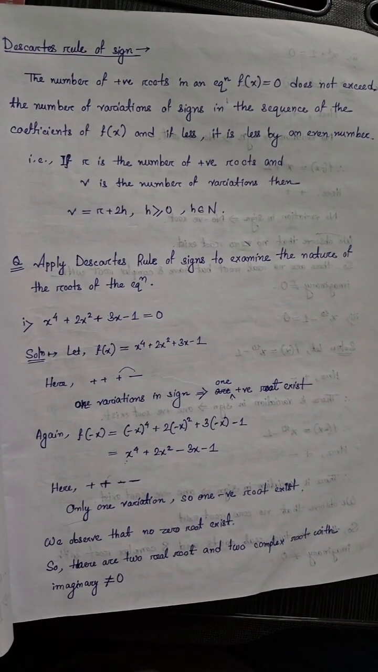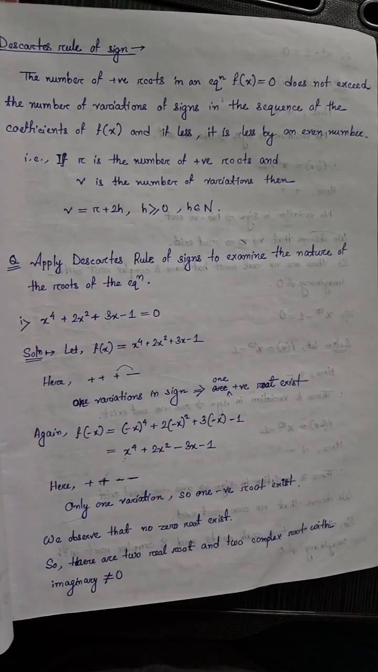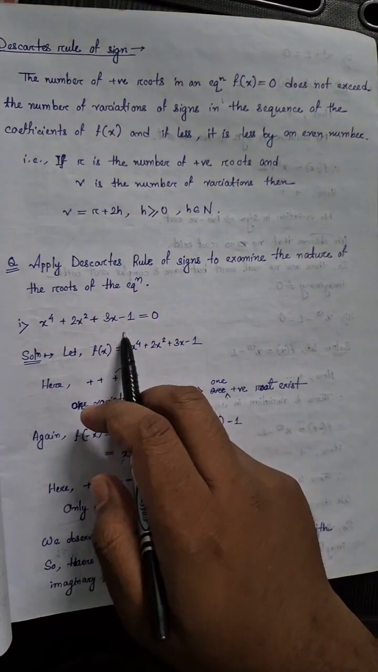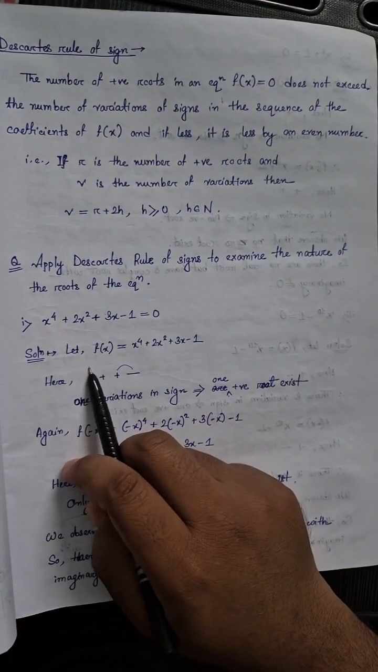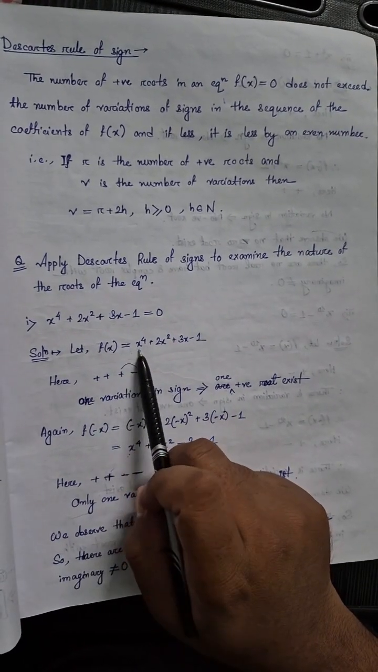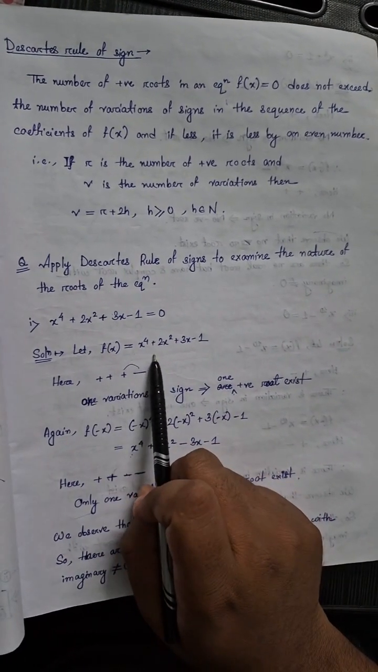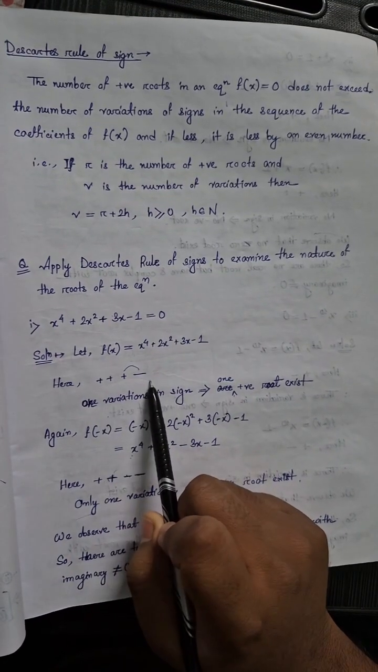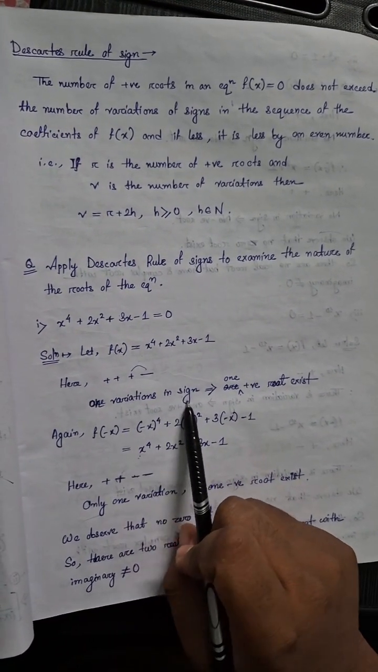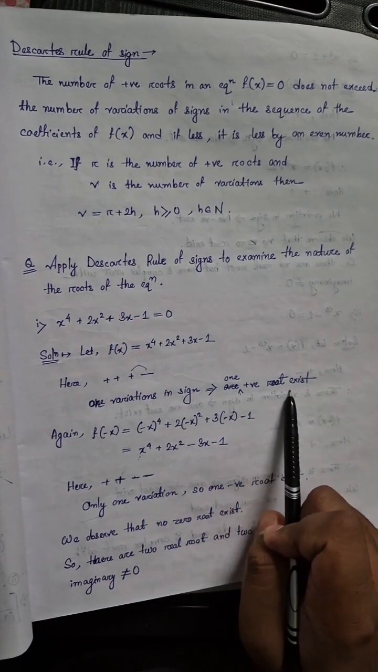Next method is Descartes' rule of signs. Here we are given a problem: x to the power 4 plus 2x square plus 3x minus 1 equal to 0. So we let f(x) equal to this. At first we can see that there are plus, plus, plus and minus signs respectively. So we can see that there is only one variation in sign, so only one positive root exists.